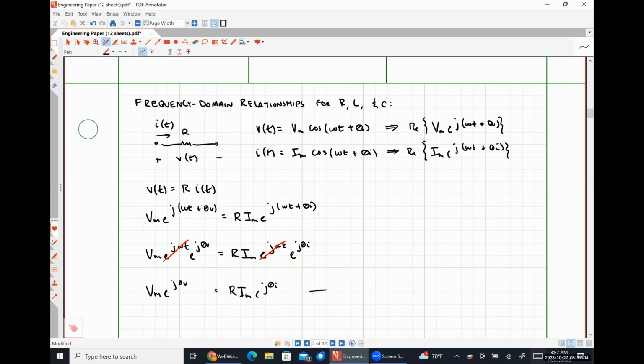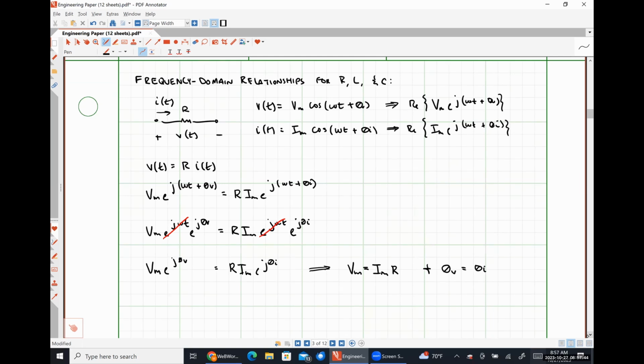So we can see that the magnitude of our voltage Vm is just the magnitude of our current times R. We can also see that the phase angle of our voltage, theta V, has to be equal to the phase angle of our current, theta I. So effectively, for a resistor, we don't experience any delay or any phase shift. The current and the voltage are exactly in phase because their phase angles are the same at all points in time. Okay.